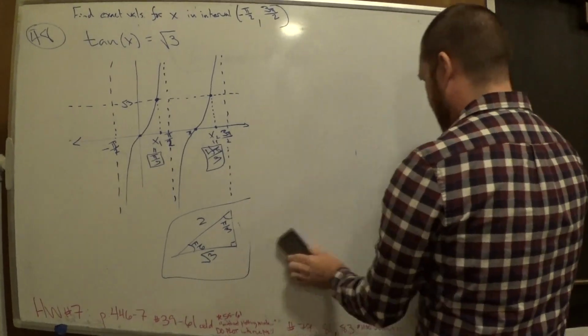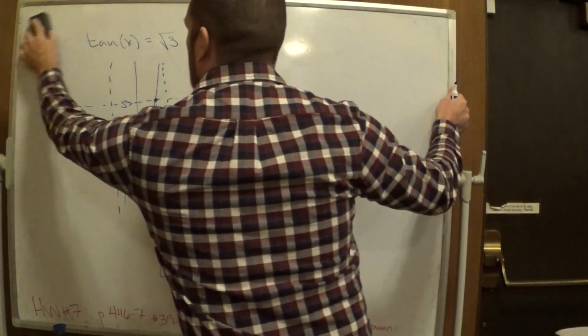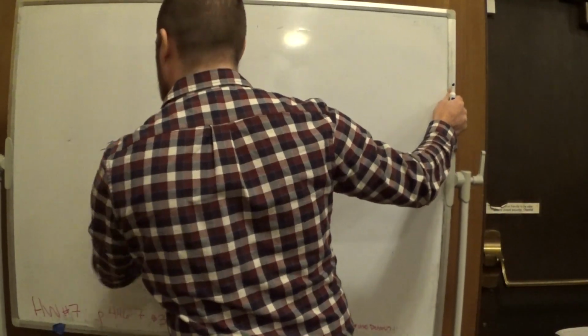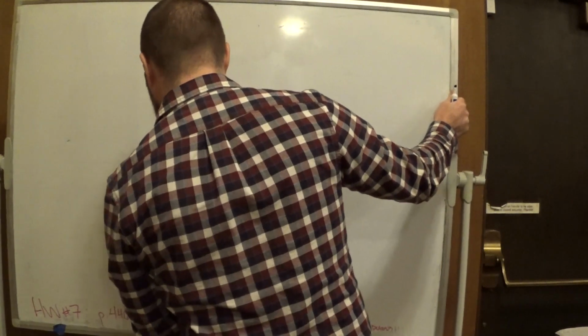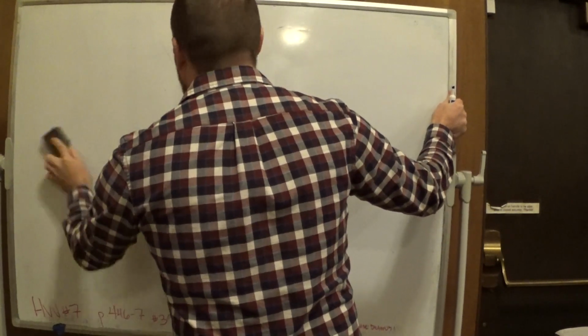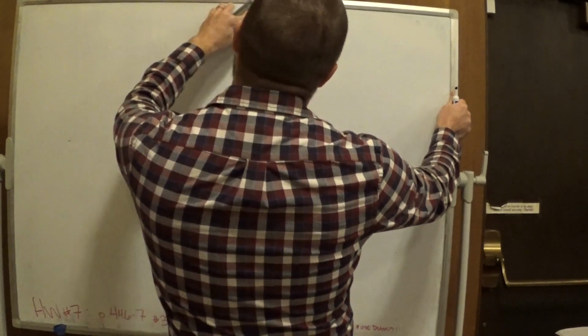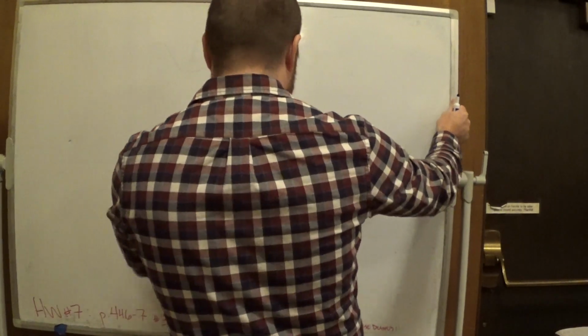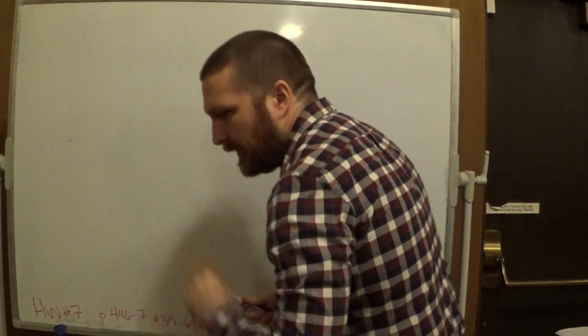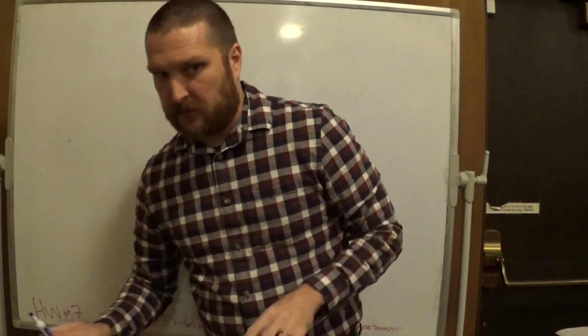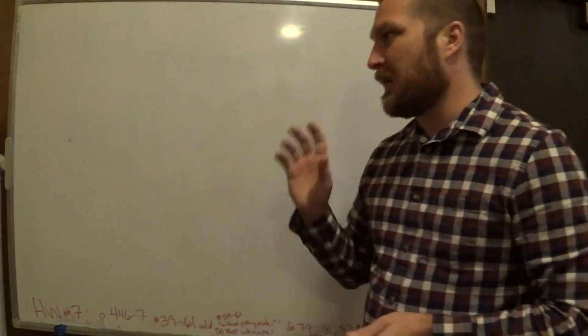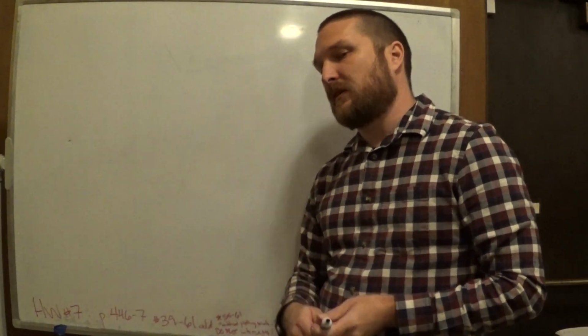Will they ever give you something like root 5, or a value that's not on the triangle? Not for exact values. We will have ones where you'll have to use a calculator, but I'm going to use those very sparingly. Anytime they're asking for exact values, this is what they're asking you to do.